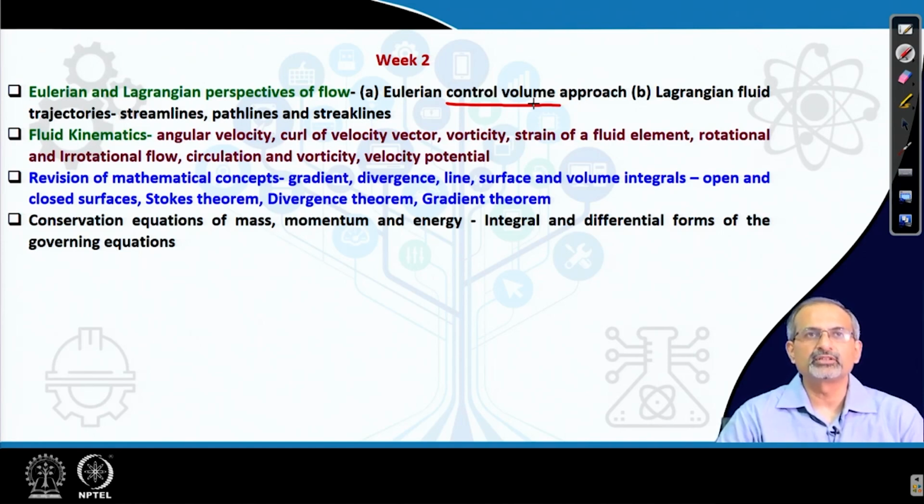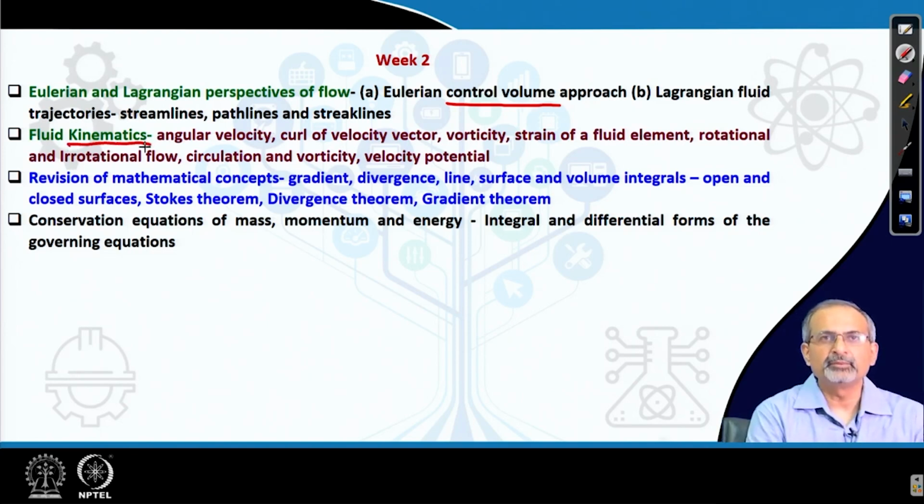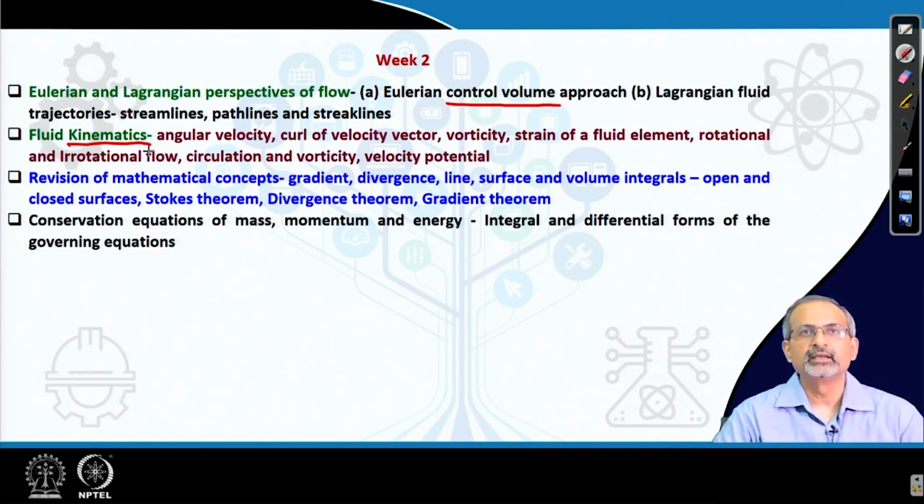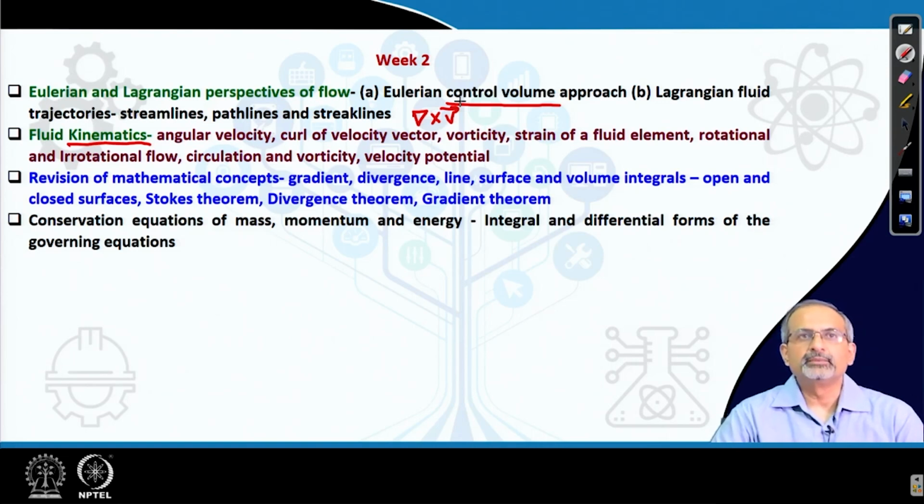Thereby, we learnt about fluid trajectories, we learnt about the concepts of streamlines, path lines and streak lines, and then we learnt about the kinematics of the flow. There were many aspects that we discussed, like angular velocity, curl of the velocity vector, the vorticity, strain of a fluid element, rotational and irrotational character of the flow, and then we also learned where rotationality occurs in flow fields, like we remember it occurs within a boundary layer.